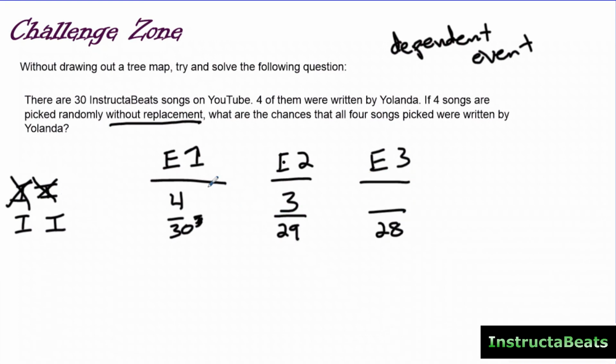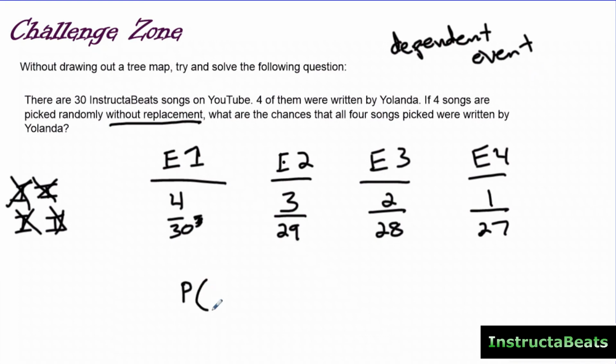And guess what? You just picked out another Instructabeats song. So now you only have 2 Instructabeats songs left, right? And then for event number 4, picking another one out, again, now we only have 27 total songs, and you just picked out an Instructabeats song, so there's only 1 Instructabeats song left. So for the 4th event, if you pick 27 different times, we're expecting you to pick the Instructabeats song only once, right? That's what probability is. It's telling your chances of an event happening.